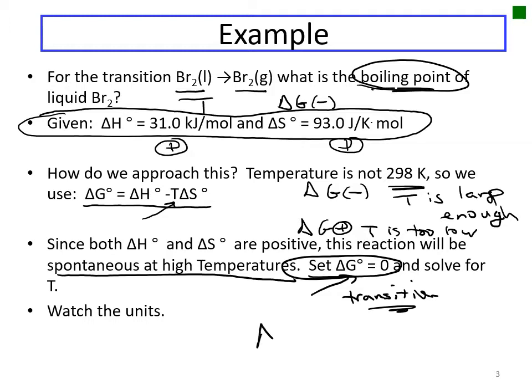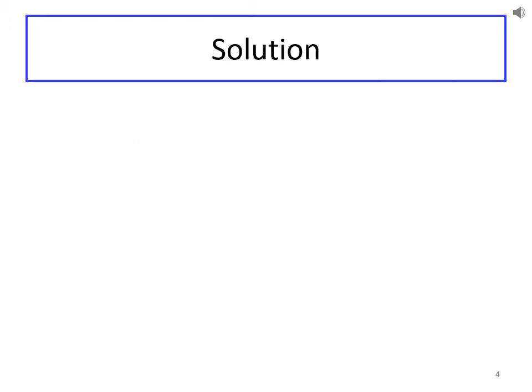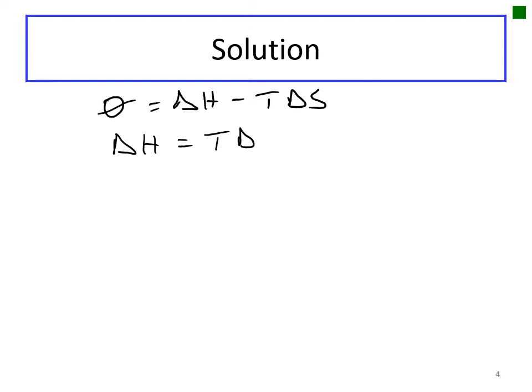Well, if this is the case, if we have delta G is equal to delta H minus T delta S, and we want to solve for a T, we are going to set delta G equal to 0, because that is the transition point from spontaneous to not spontaneous, or vice versa. So let's do the math. If we have 0 is equal to delta H minus T delta S, and we rearrange this, we're going to get delta H is equal to T delta S, or delta H over delta S is equal to T.